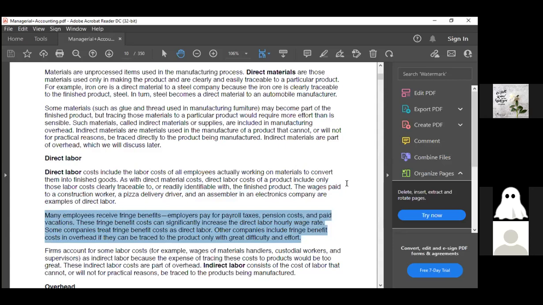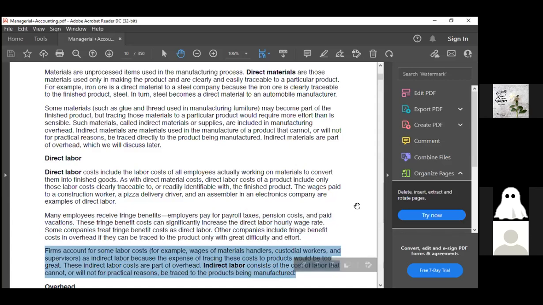Okay, so they are saying this is dependent from company to company on how they are going to treat it. So for our purpose, we can treat it as direct labor. If let's say the assembler or the construction worker or the pizza delivery driver is receiving fringe benefits like payroll taxes, pension costs paid by the employer, or paid vacation, then we can take that as direct labor.